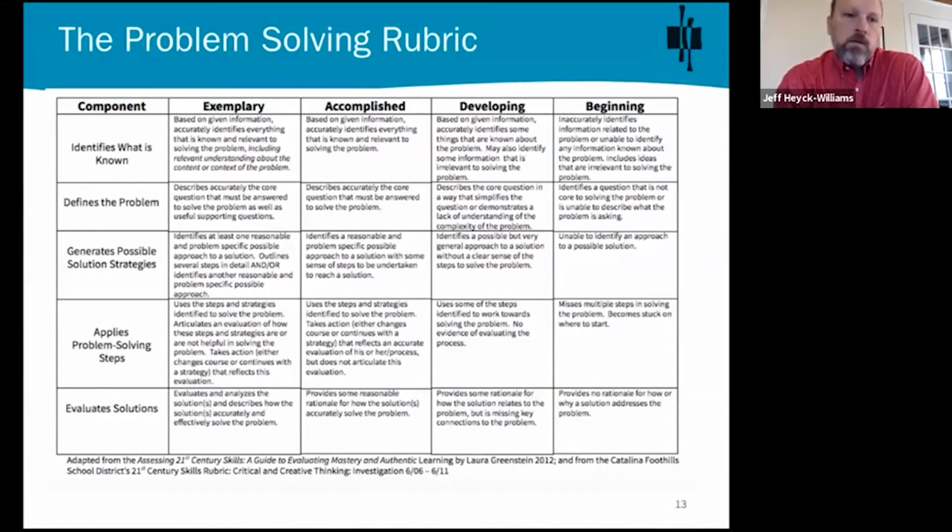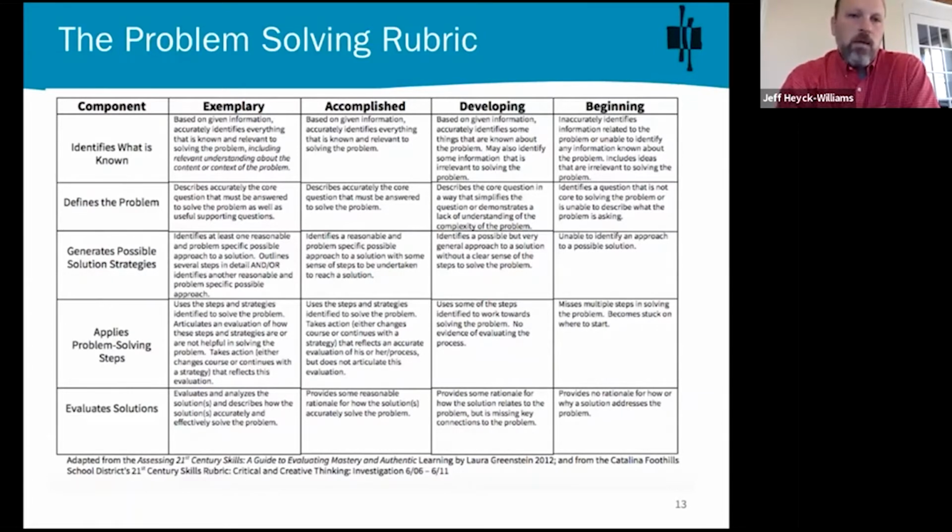The other piece is along the left-hand side, you'll see components. We break up each construct into a set of clearly defined components, and what that helps us do is identify the very specific skills that a student needs to, in this example, problem solve well. And by breaking up problem solving into discrete elements and moves that a student can make as they are problem solving, we are able to pinpoint what a kid is doing well and how to improve their thinking processes so that they become more effective or more efficient in their process.